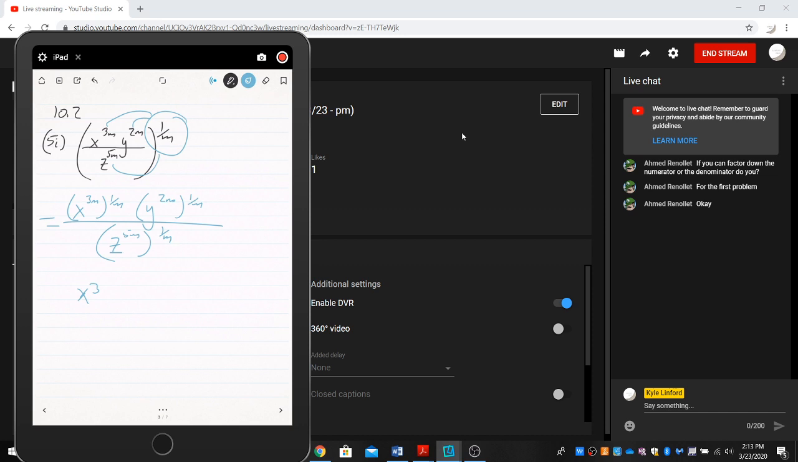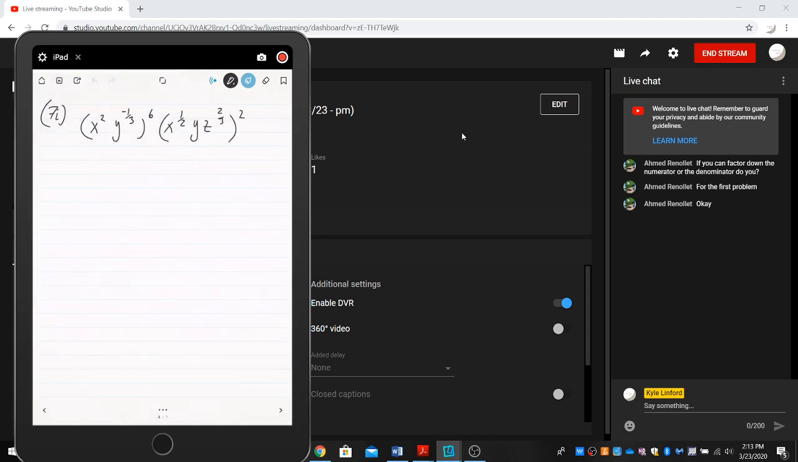Then we have 2m times 1 over m. That's just a 2. The m's cancel. z to the 5m times 1 over m: the m's cancel, and we're left with z to the 5. So that should be our final answer. Again, we're using the exact same rules that we did with exponents, except instead of giving you whole numbers, now I'm giving you stuff in terms of fractions.